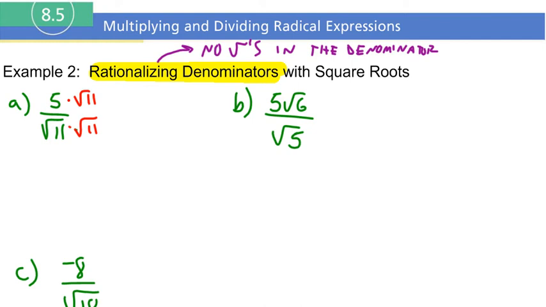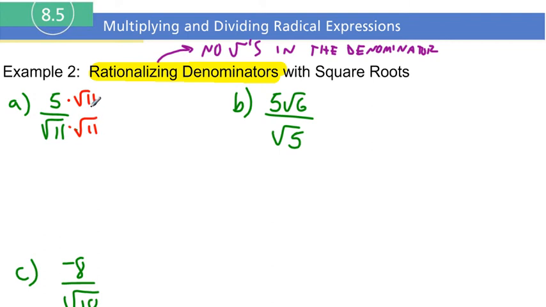Now, make sure that you notice that if I multiply top and bottom by the same number, I have not changed the problem, because it's like multiplying by 1. 1 over 1 is 1, or 10 over 10 is 1, 12 over 12 is 1. Radical 11 over radical 11 is just 1. So really, I'm just multiplying by 1.